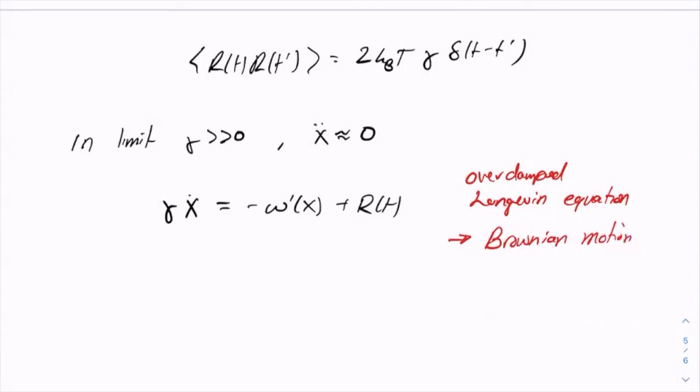In the absence of a potential, in the absence of that W function, that potential of mean force, this tells me that the way the particle moves around in space is just given by those random forces. So this equation here has a long history.